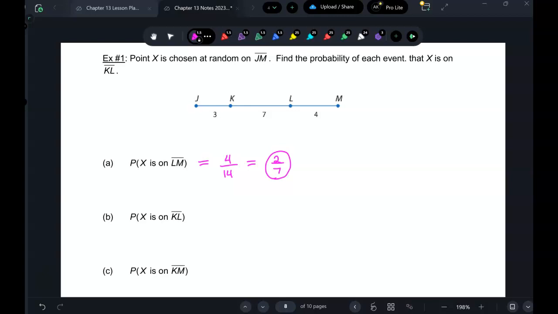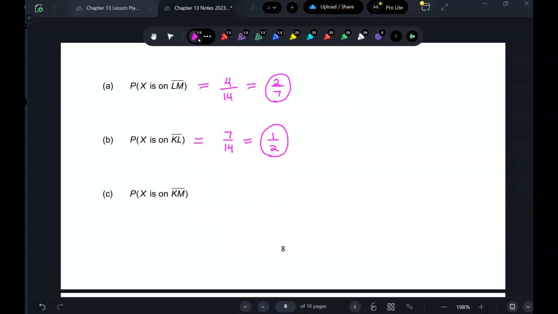How about the probability that it's on KL? 7 over 14, which is 1/2. And lastly, what's the probability that it's on KM? 11 over 14. Is there going to be one that's like X is on anything but KL, and then just add it? Well, that would be easy.